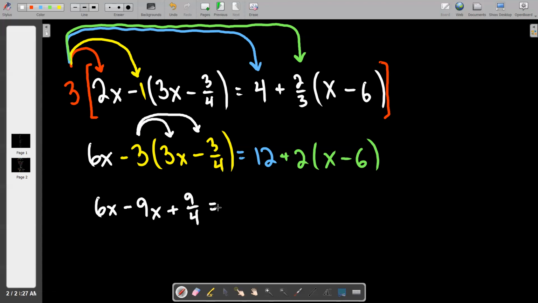9/4. Good. And then on the right side, I'm going to copy down my 12. And then when I distribute that green 2, what is 2 times x? And what is 2 times -6? Minus 12. Good.